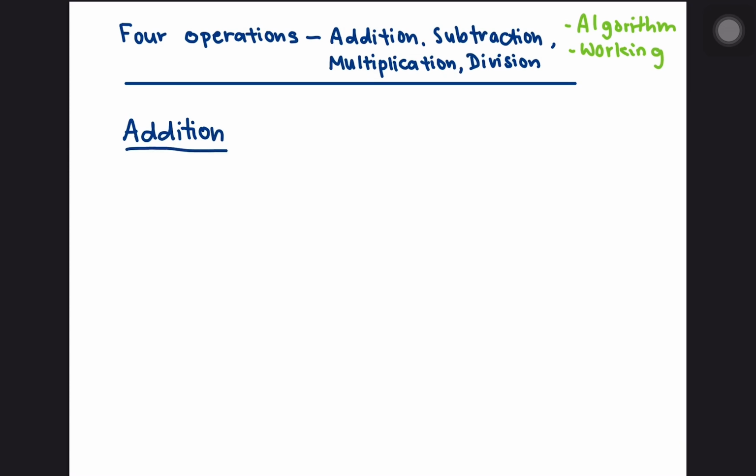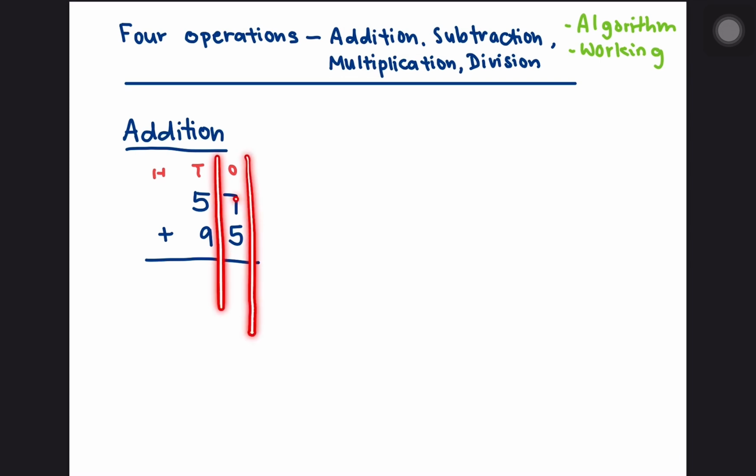So let's say I have this addition problem, 57 plus 95. Right? Now, step 1, make sure you have your ones place and your tens place and your hundreds place. You can write your OTH. We will always add the ones place first. So 7 plus 5 will give us 12. So if you need, you can write your 12 at the small side.